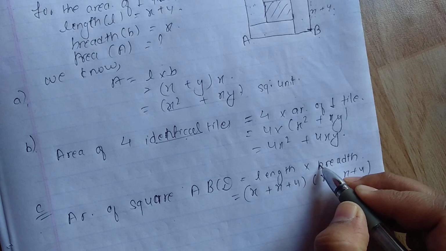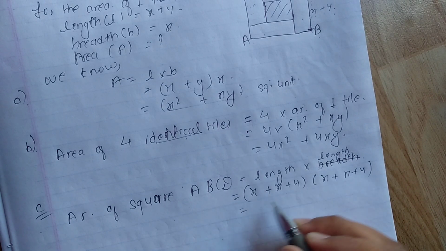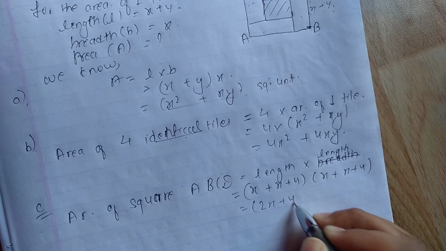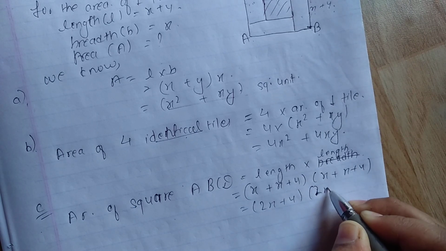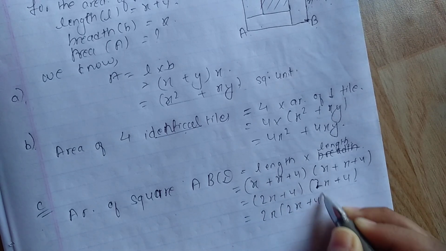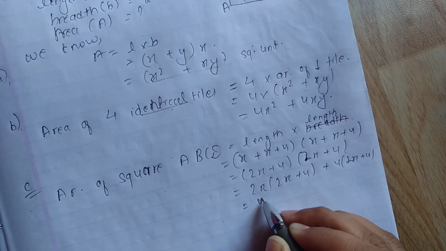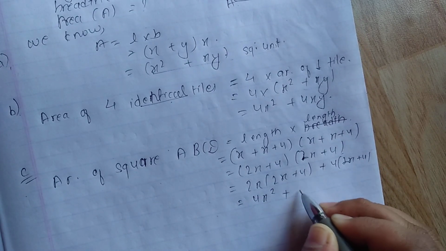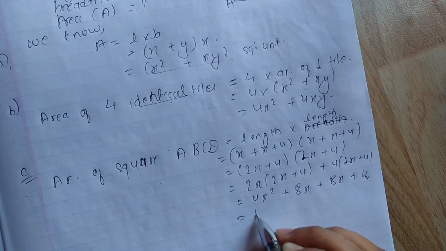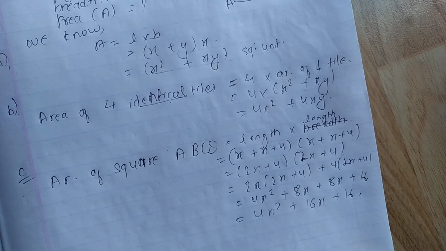So we can directly write here length. Okay, so now here it will be 2x plus 4 and here also it will be 2x plus 4. Now 2x will multiply 2x plus 4 and plus 4 will also multiply 2x plus 4. Now the answer will be 4x square plus 8x plus 8x plus 16. 4x square plus 16x plus 16 will be the answer.